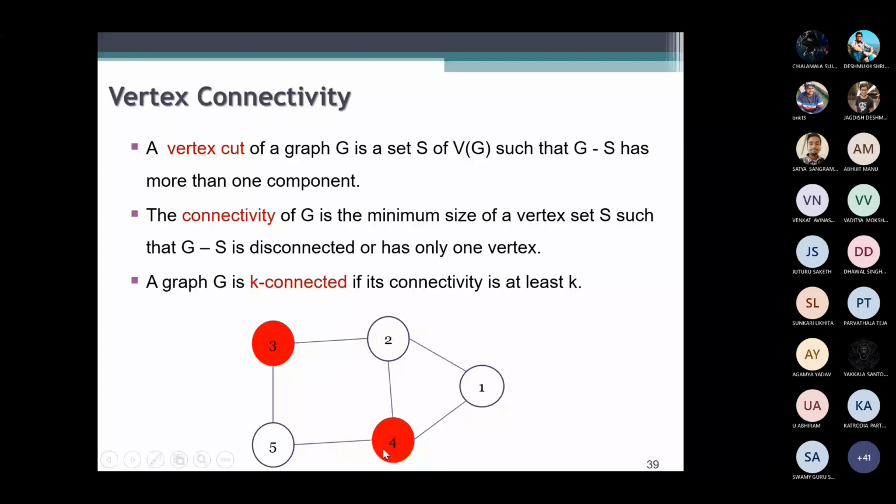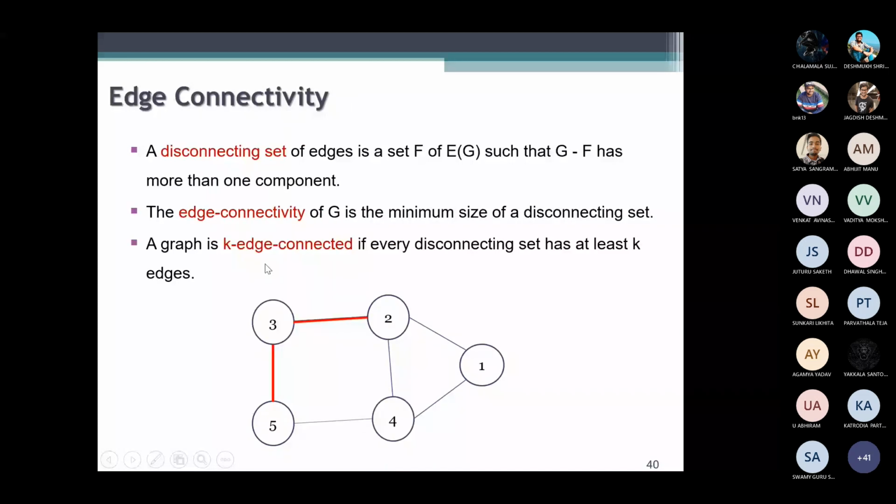A graph is called K edge connected if every disconnecting set has at least K edges. Okay. So we will discuss this definition in detail when we discuss the chapter on connectivity.